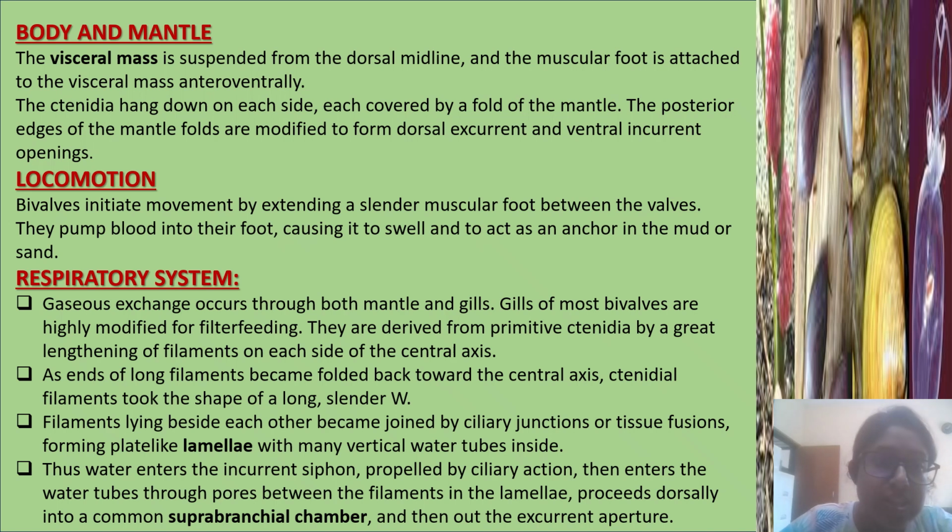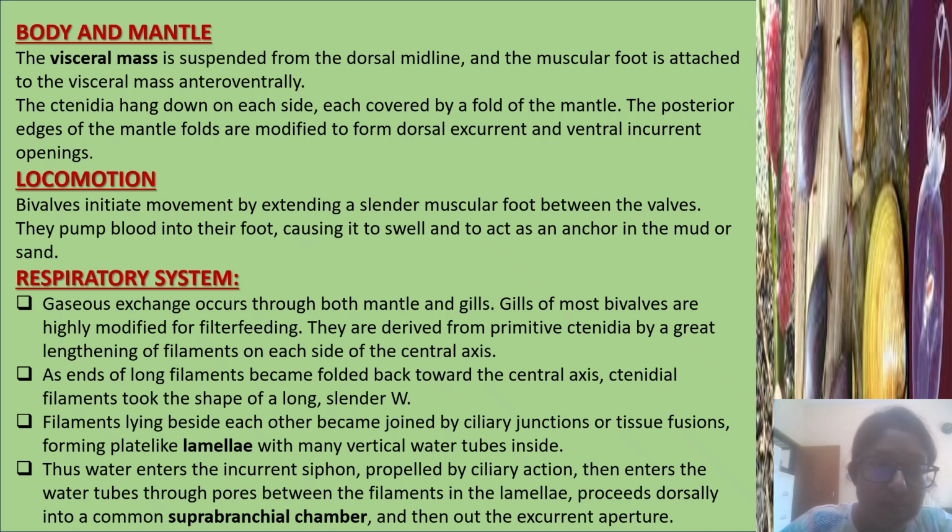Next point, body and mantle of bivalves. The visceral mass is suspended from the dorsal midline and the muscular foot is attached to the visceral mass anteroventrally. The ctenidia hang down on each side, each covered by a fold of the mantle. The posterior edges of the mantle folds are modified to form dorsal excurrent and ventral incurrent openings.